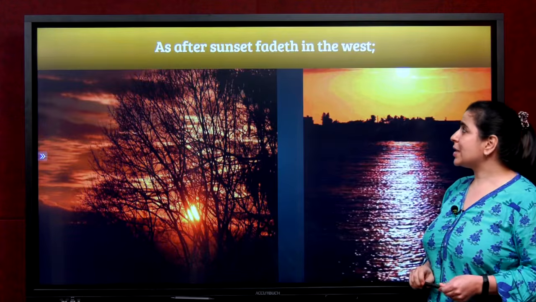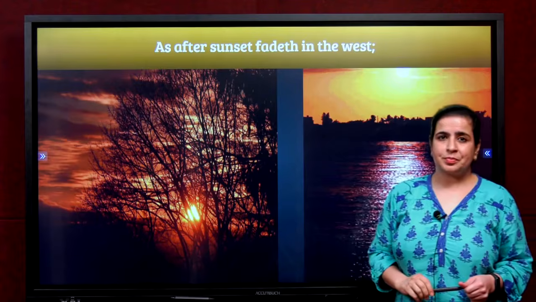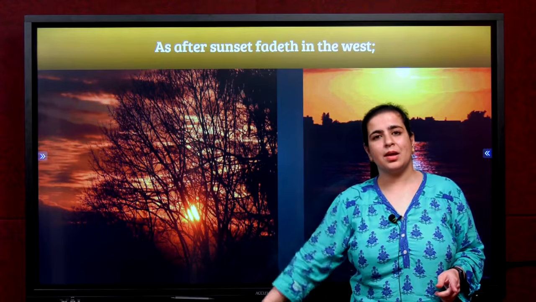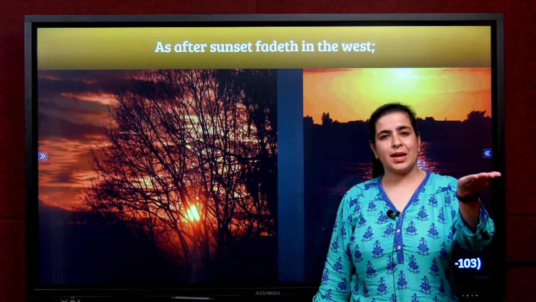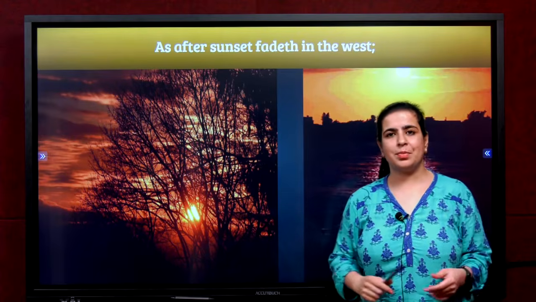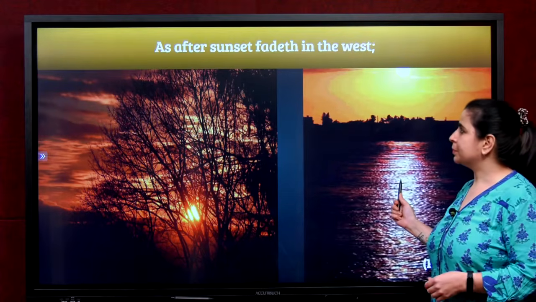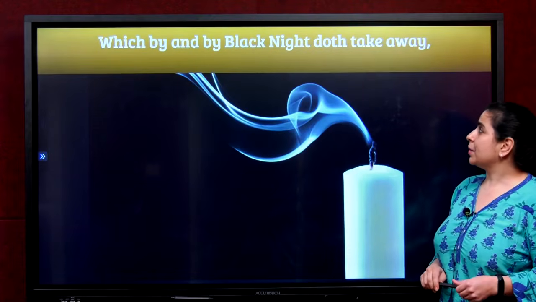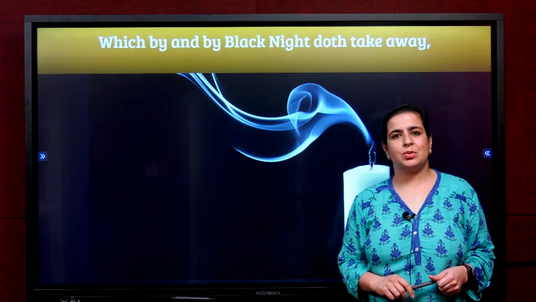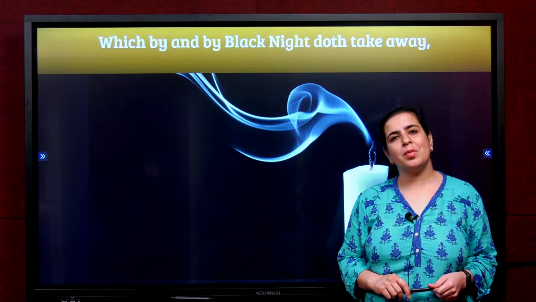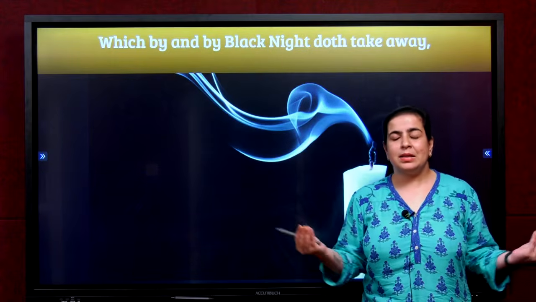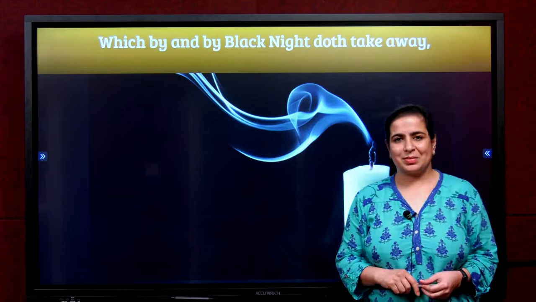As after sunset fadeth in the west. Just after the sunset will fade down, it's going to be dark. I can see the twilight, I can see just before the darkness. And when the sun sets in, what will happen? It will become fully dark. Which by and by black night doth take away. What will the black night do? Black night will take away all my sunshine. The little light that was left in me, the dark night will take it away.